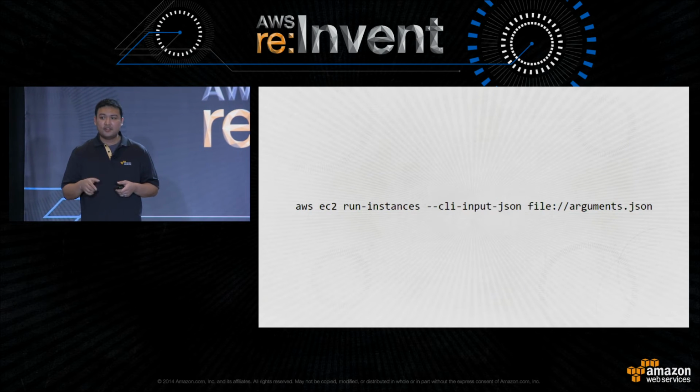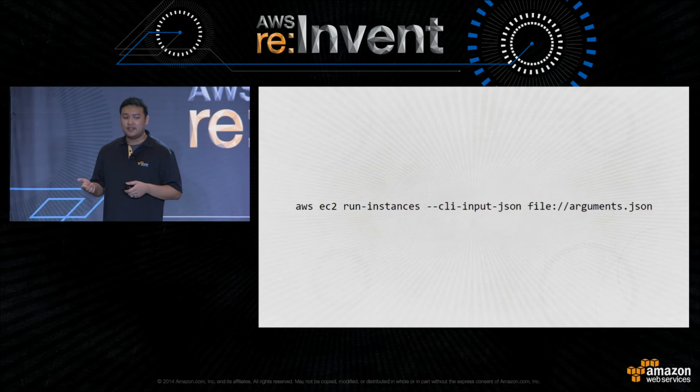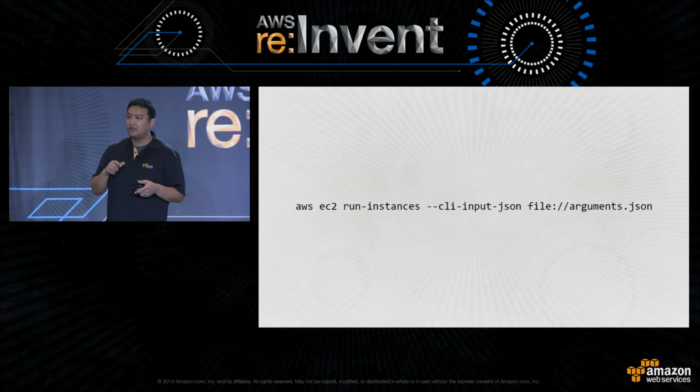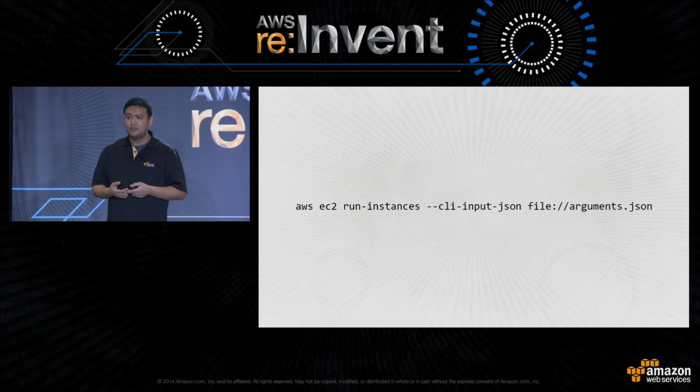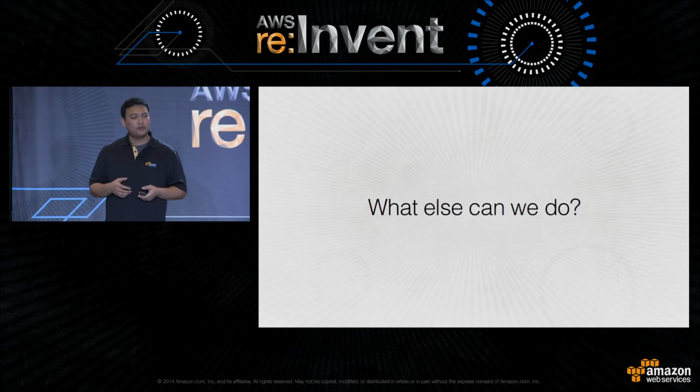If you run --cli-input-json, and this is that file:// syntax we looked at earlier. Notice in this case it's a relative path, so it's just arguments.json. And instead of specifying all the other parameters, we just specify everything from a single file. And I think that's useful, but there's still more that we can do here.